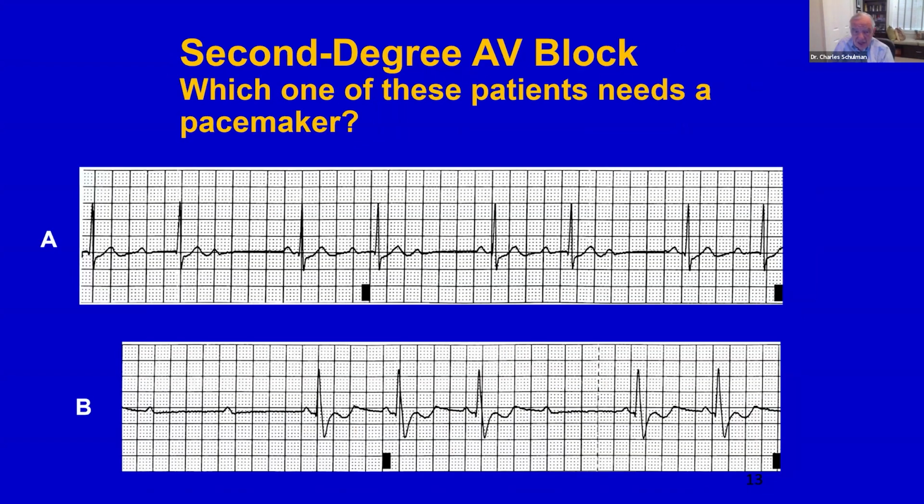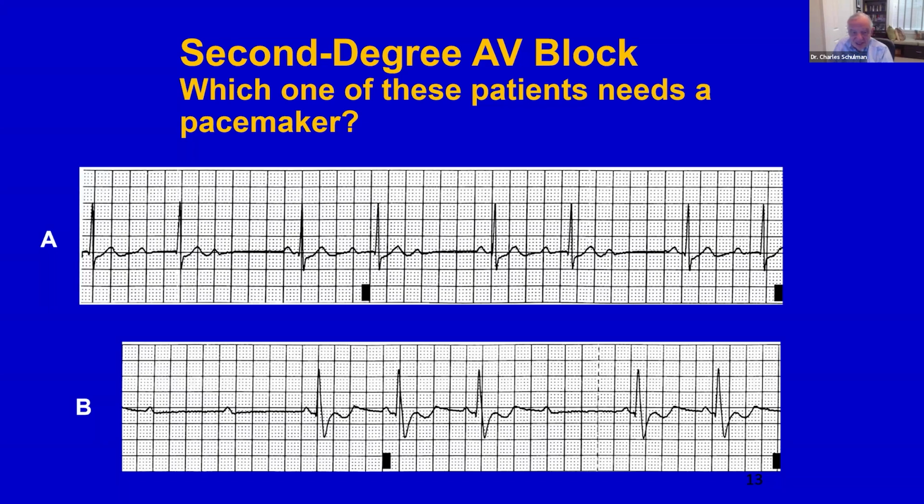Here's second degree AV block. Some beats are conducted and some are not conducted. One of these patients needs a pacemaker. Which one? Do you know? Okay, someone says two. I take it that's B. And that is the answer.